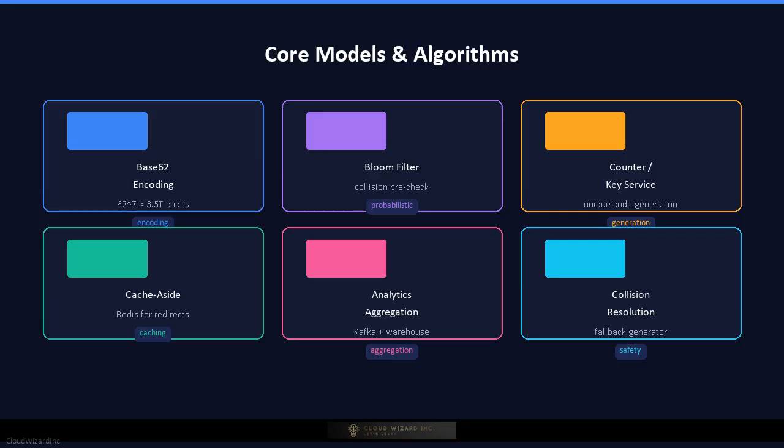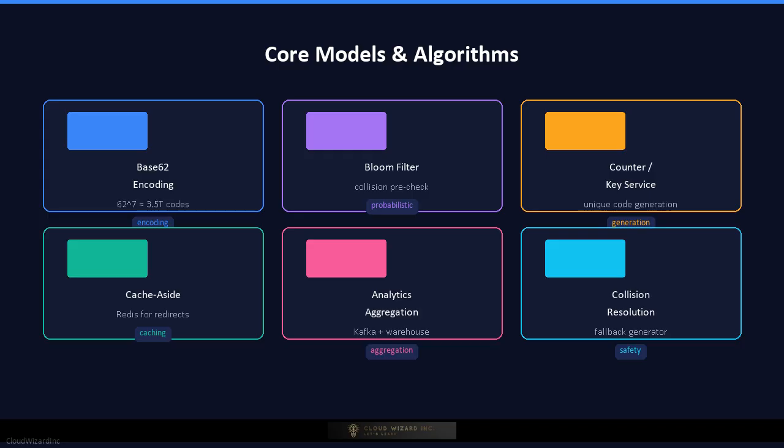The core models and algorithms. The most common encoding scheme is base 62, which uses 62 characters, uppercase and lowercase letters plus digits. So a 7-character code gives 62 to the 7th power, roughly 3 trillion unique combinations. We can generate short codes using a centralized counter or a pre-generated key set. To avoid collisions without hitting the database every time, we use a Bloom filter in front of the code generation.